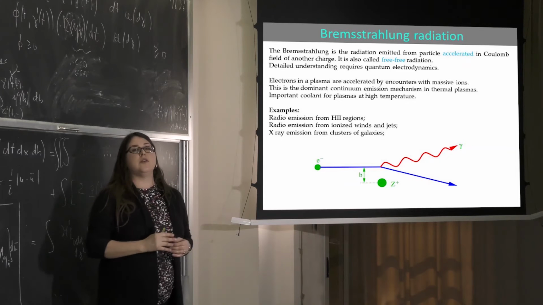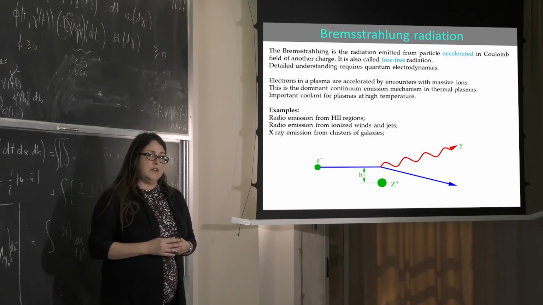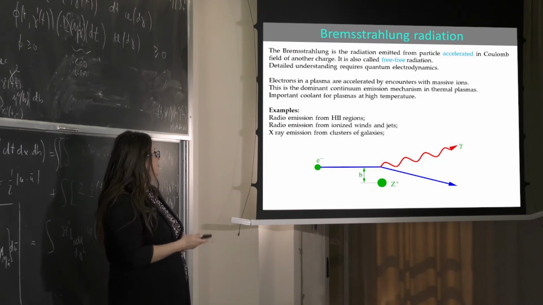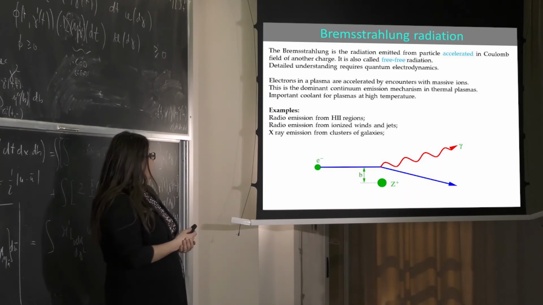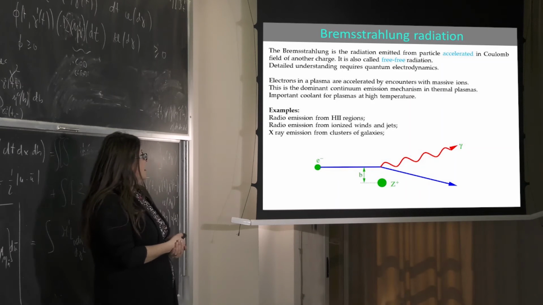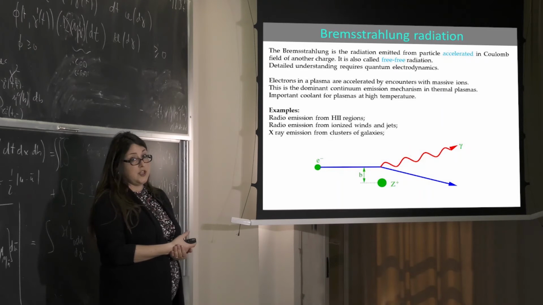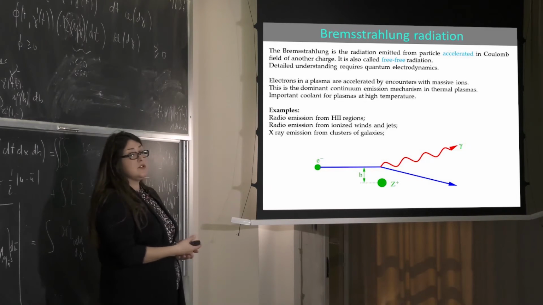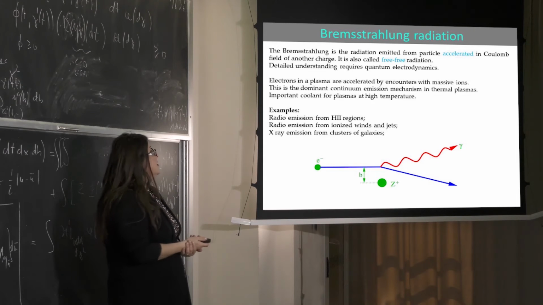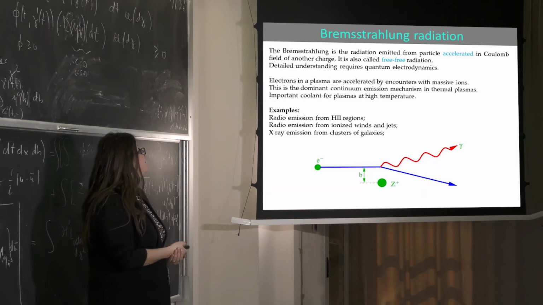In this region, you have free electrons which interact with positively charged ions, and this gives rise to Bremsstrahlung emission, which is detectable. Another example of Bremsstrahlung radiation in astrophysics consists in the radio emission from ionized winds and jets in galaxies. And also the X-ray emission from clusters of galaxies is a typical example of Bremsstrahlung radiation.